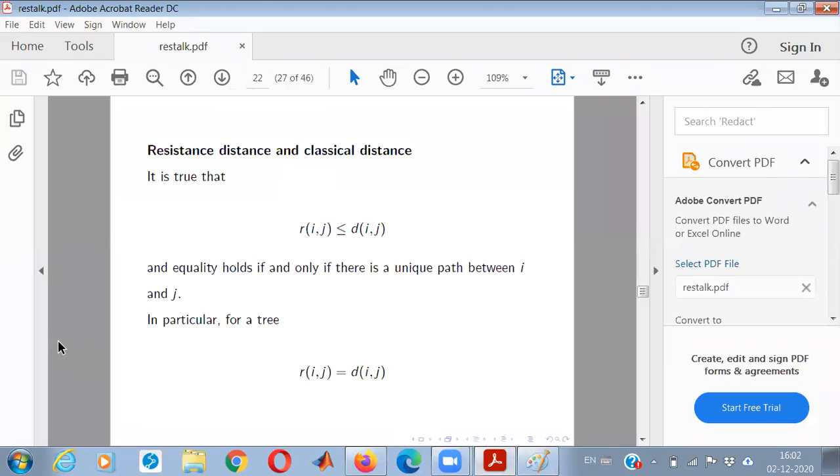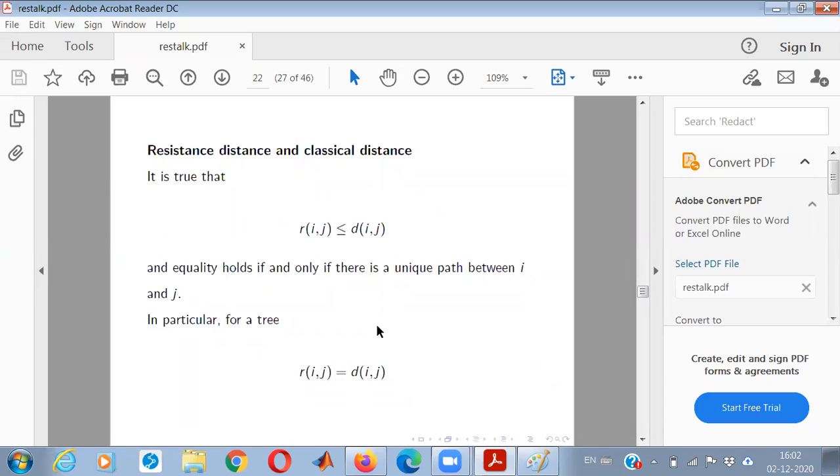And I think the graph theory community is still stuck with classical distance, but resistance distance is now also considered by several people interested in applications. And equality holds if and only if there is a unique path between I and J. In particular, for a tree, they coincide.